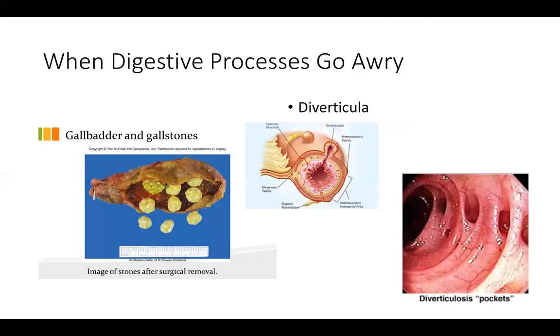So a few more GI issues. Gallstones: you can actually have crystallized compounds form in the gallbladder, which will block the bile duct so that bile cannot flow. They can also be very, very painful. Diverticula are out-pockets in the intestinal tract, and they're not harmful when they exist, but they can become infected and inflamed and then become very painful and cause malabsorption.